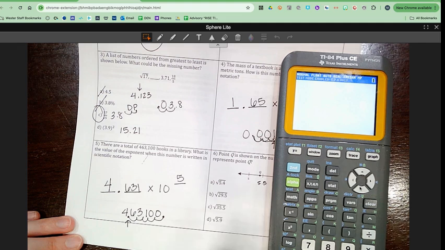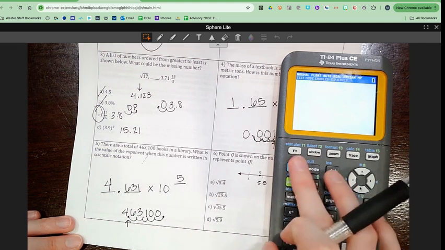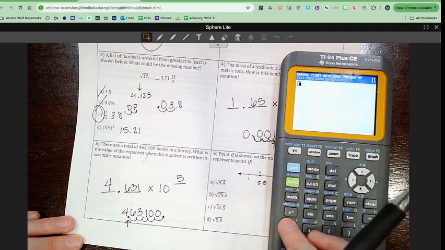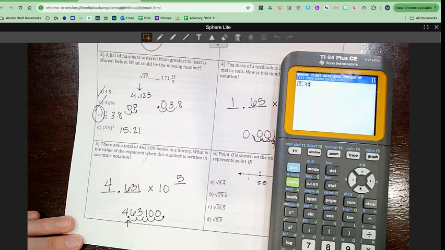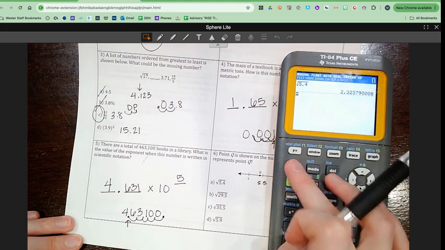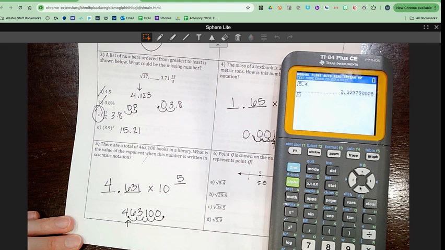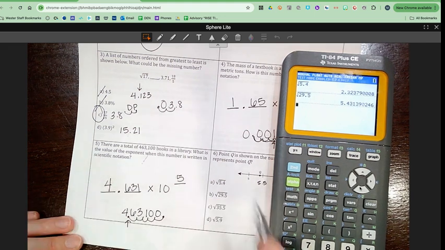Trying to get it so there's no glare. So we're going to do the square root of 5.4. To do a square root, second x squared, and then we're going to enter 5.4. Well, that becomes 2.3 something, so that's not close to 5.5. We can do the square root of 29.5, so second x squared, 29.5. Oh, that's about 5.4. I would say this is pretty close to where we're going to go. Pretty close to the 5.5, but we'll keep going to check.